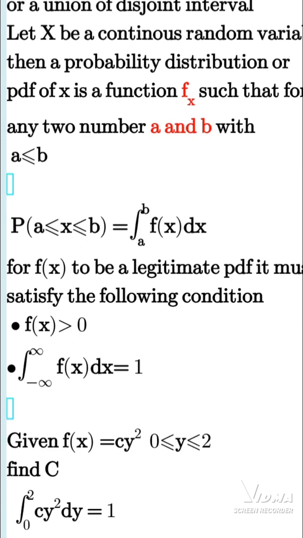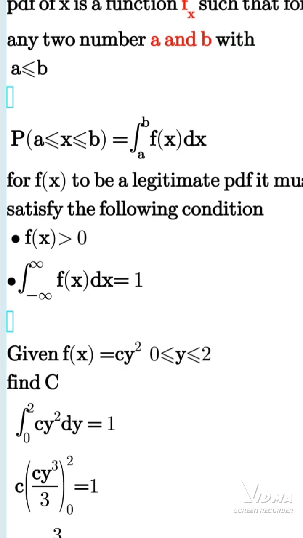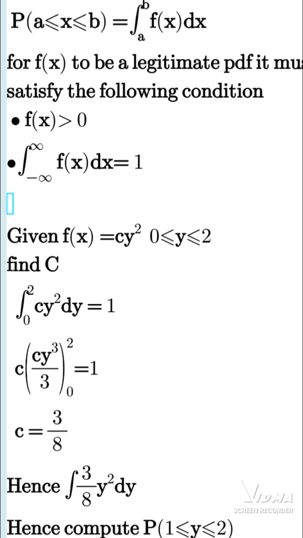So those ones, once we have a required integral, they must obey the rules of probability. So f of x must be greater than 0 and the integral from -infinity to infinity must be equal to 1. So we have an example here.